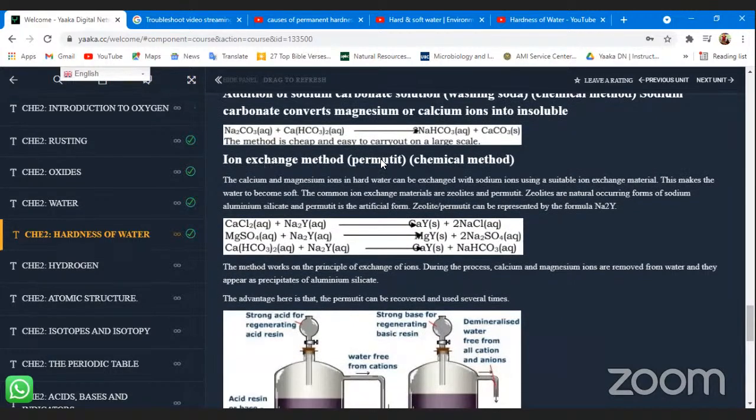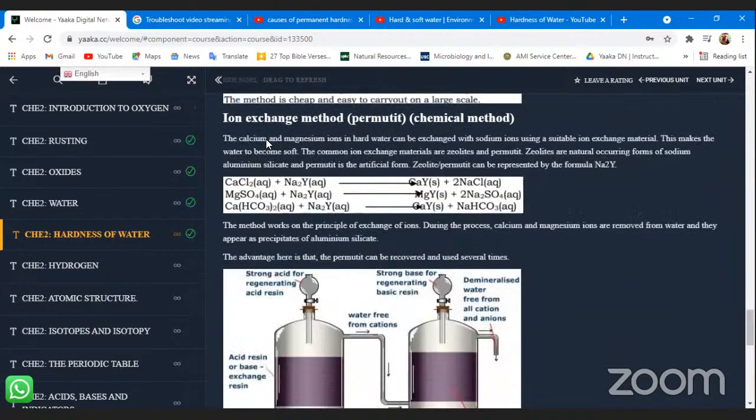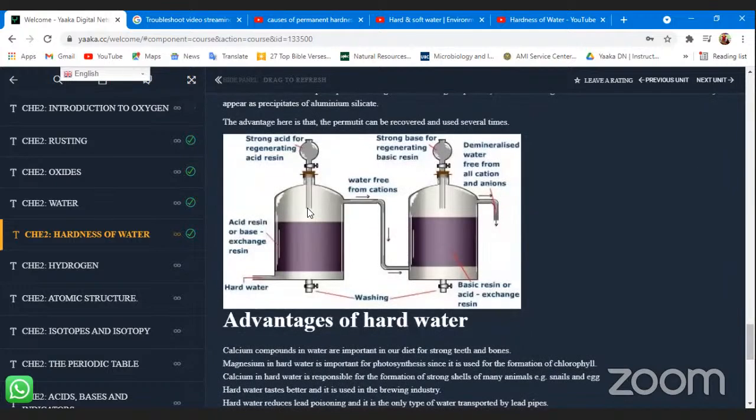We also have the ion exchange method or permutit. So it's a chemical method. The calcium ions and magnesium ions in the hard water can be exchanged with sodium ions using a soluble ion exchanger material. This makes the water become soft. So once you remove those ions that really make water hard, that is the rationale behind all these methods. It's just removing those two ions, especially calcium and magnesium ions. Once they are removed, the water becomes soft. So this is what is happening here in the ion exchanger. This one works by removing ions, the magnesium ions and the calcium ions.